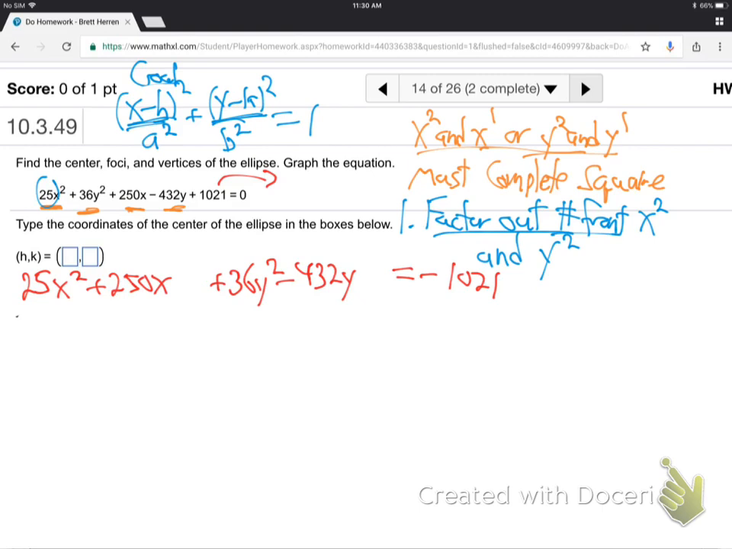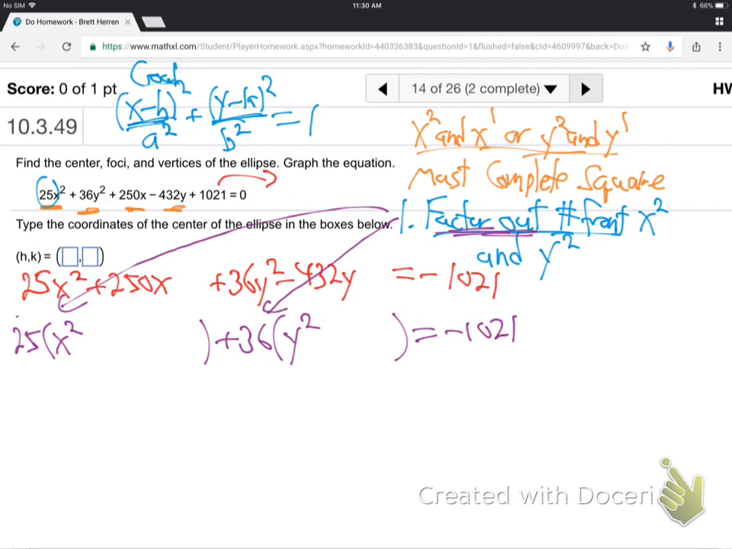Now, take out this 25 and take out this 36. That's what I'm saying here. Factor out. There's what I'm saying. How we doing? Did you enjoy a week off from this mess? We dived right back into a big messy one here.